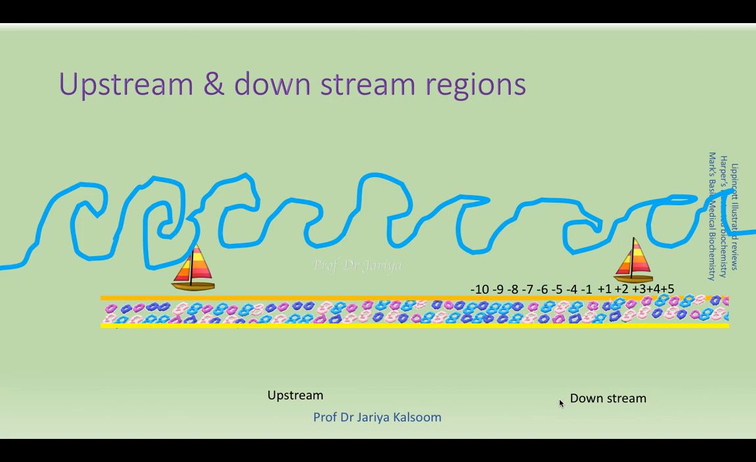By comparison to a river, the sequences to the left of the transcription start site are said to be upstream of the start point, and those to the right are said to be downstream.